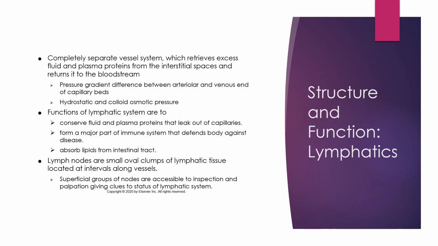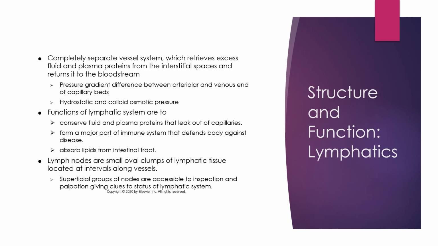So we have our right lymphatic duct that empties into the right subclavian vein. It drains the right side of the head, the neck, the right arm, the right side of the thorax, the right lung, pleura, the right side of the heart, and the right upper section of the liver. The thoracic duct drains the rest of the body. It empties into the left subclavian vein.